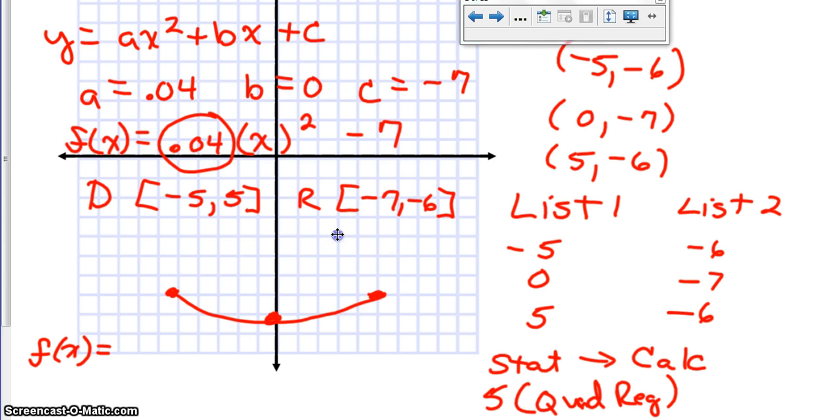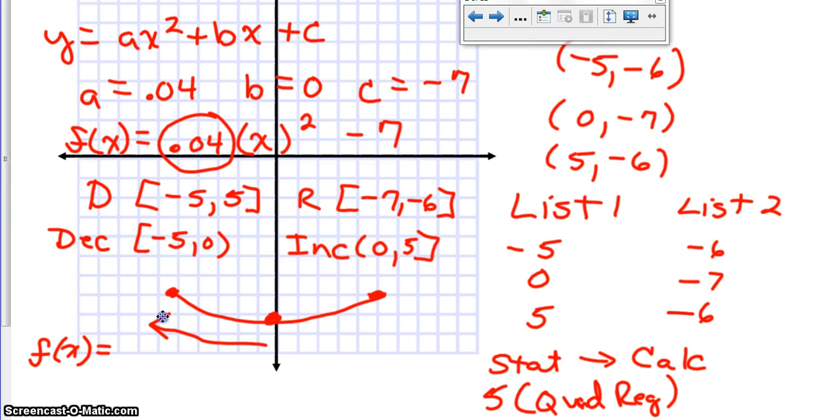Okay? I have a decreasing interval from negative 5 to 0. I have an increasing interval from 0 to positive 5. And then my end behaviors: as x approaches negative infinity, y approaches positive infinity. As x approaches positive infinity, y approaches positive infinity as well. This also is an even function, and it does have line symmetry.